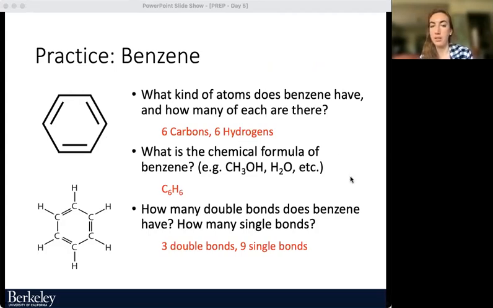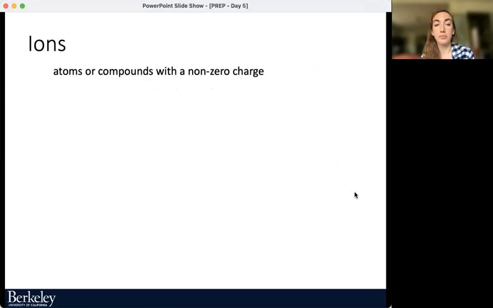Cool. So the last thing I want to talk about today is ions. Ions are things that don't have a 0 charge. We've been talking about how if an atom is neutral, it has to have the same number of protons and electrons. But not everything is always neutral. So this is the Lewis structure of sodium. It has 1 valence electron.